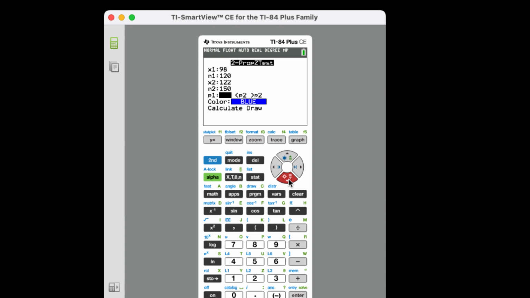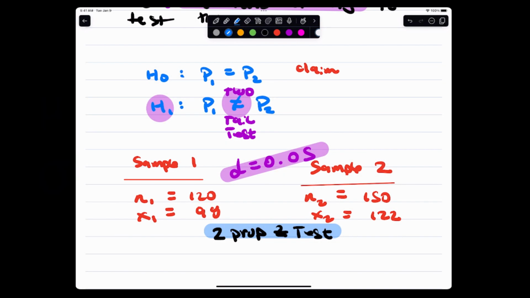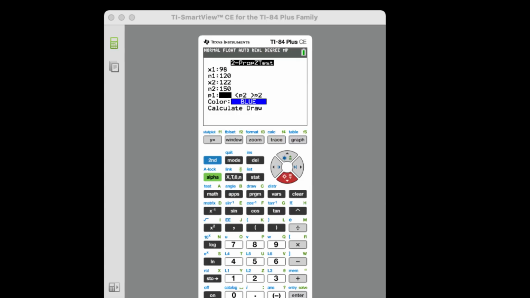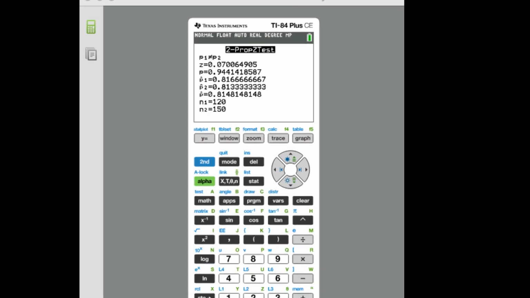What do you guys have here? Is this not equal? Is that a two-tailed test? How do we know it's a two-tailed test? Oh, we wrote that down. Not equal for the alternate hypothesis. Okay. There we go. Hit calculate. Ladies and gentlemen, here you go.